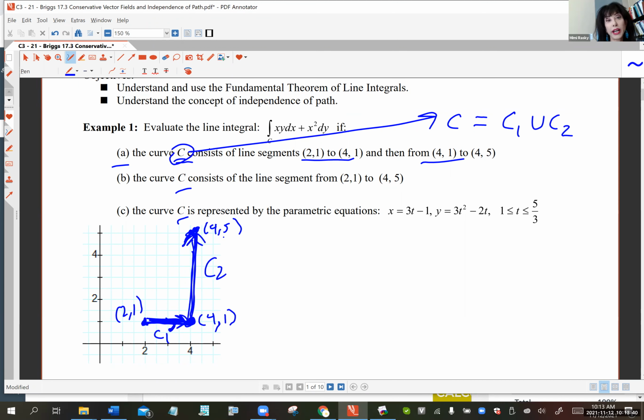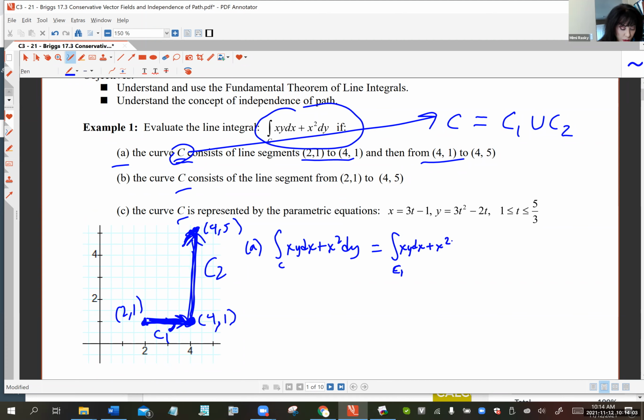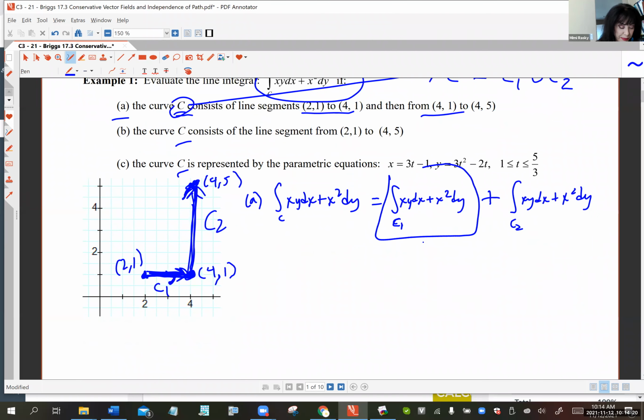So we're going to have to parameterize twice, and we're going to have to do 2 separate line integrals. So here we go. What we're saying is that this line integral, xy dx plus x squared dy, this is part A here, will have to be broken up into 2 separate line integrals. We'll do the integral over C1 of xy dx plus x squared dy, plus a second line integral for the other leg of the journey. And then we'll add the results to get our final answer. So we'll do this piecewise for the piecewise smooth curve.